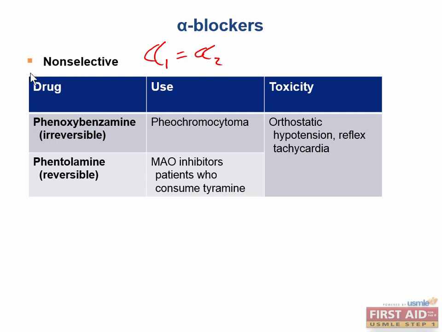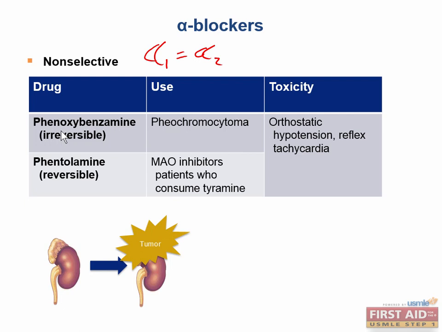Now our non-selective agents include phenoxybenzamine and phentolamine. Phenoxybenzamine is an irreversible alpha blocker, meaning high levels of catecholamines cannot overcome the blockade. How is phenoxybenzamine used clinically? Well, phenoxybenzamine is used during a pheochromocytoma resection. A pheochromocytoma is a tumor of the adrenal medulla, which produces a large amount of catecholamines. So here we have a normal kidney and adrenal gland, and then we have a spiky-haired afro tumor, which is going to represent our newly developed pheochromocytoma.